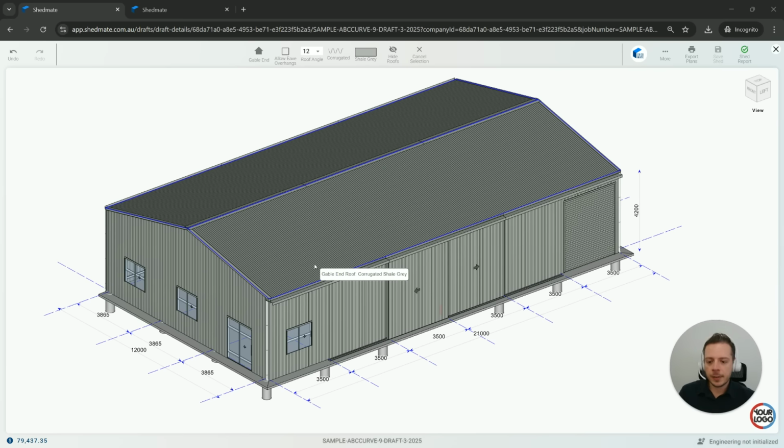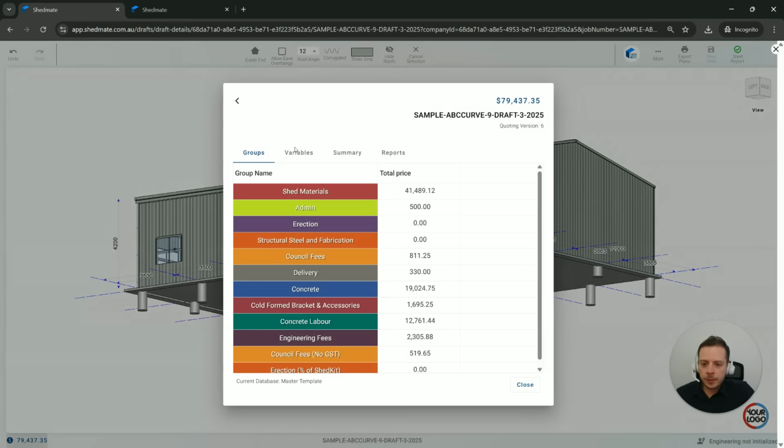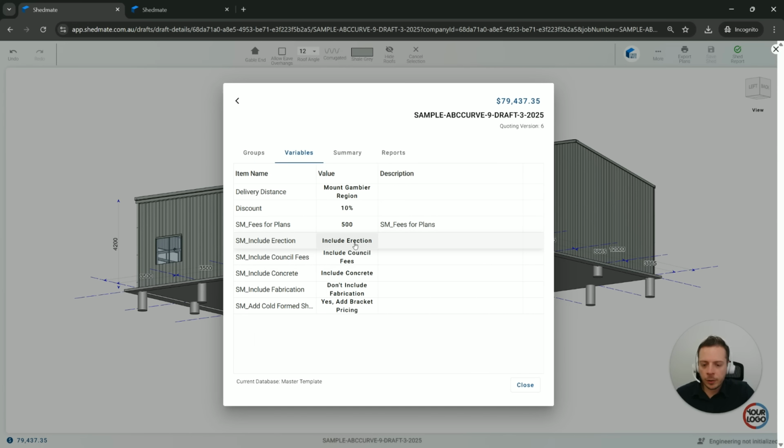This is a shed project that was designed and delivered through the Shedmate interface. So it's a real project that was built for a customer in Australia. The reason I picked this one as an example is because it contains many different components. We have roller doors, some sliding panels, some windows, and a glass sliding panel. We have some concreting. Our pricing here is for a shed that includes erection, council fees, and concrete.